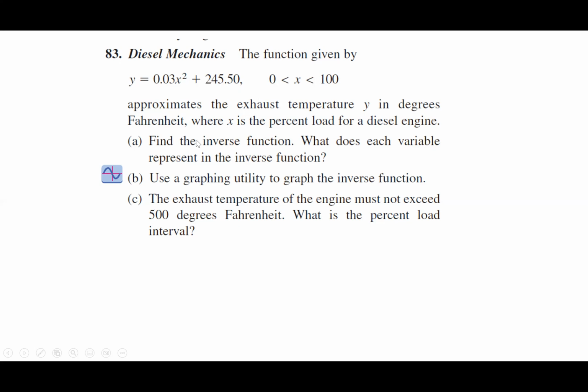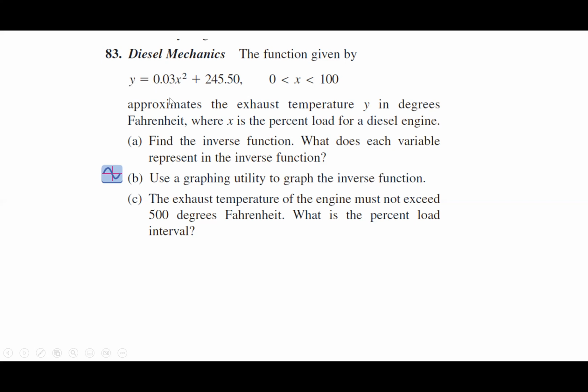And then we have, let's see, find the inverse function. What does each say? Graph utility, perfect. What is the percent load interval? Okay, let's jam. First things first, notice that this is my equation that takes the percent load, which is X, and returns the temperature. So it goes from load to temperature.